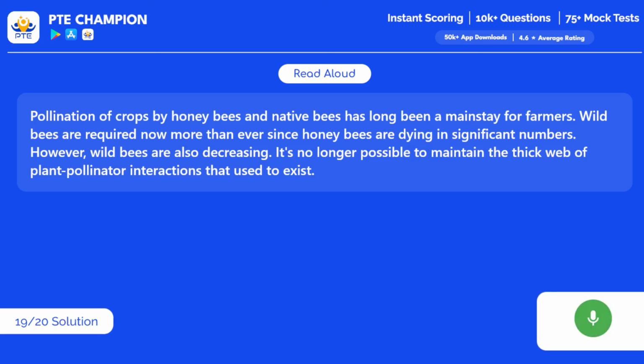Pollination of crops by honeybees and native bees has long been a mainstay for farmers. Wild bees are required now more than ever since honeybees are dying in significant numbers. However, wild bees are also decreasing. It's no longer possible to maintain the thick web of plant-pollinator interactions that used to exist.